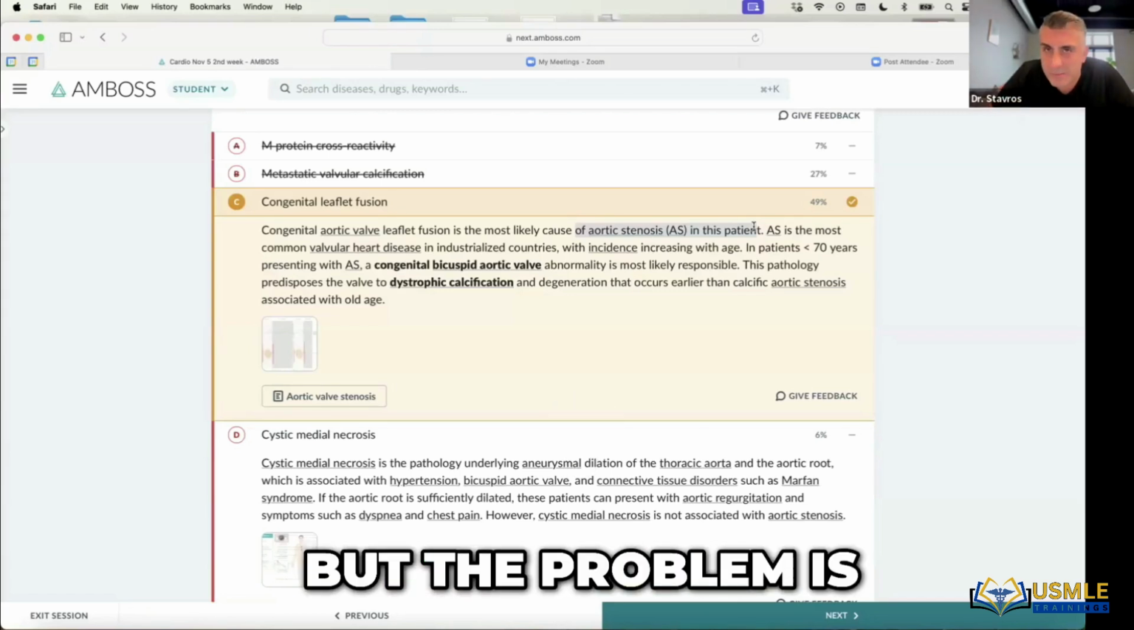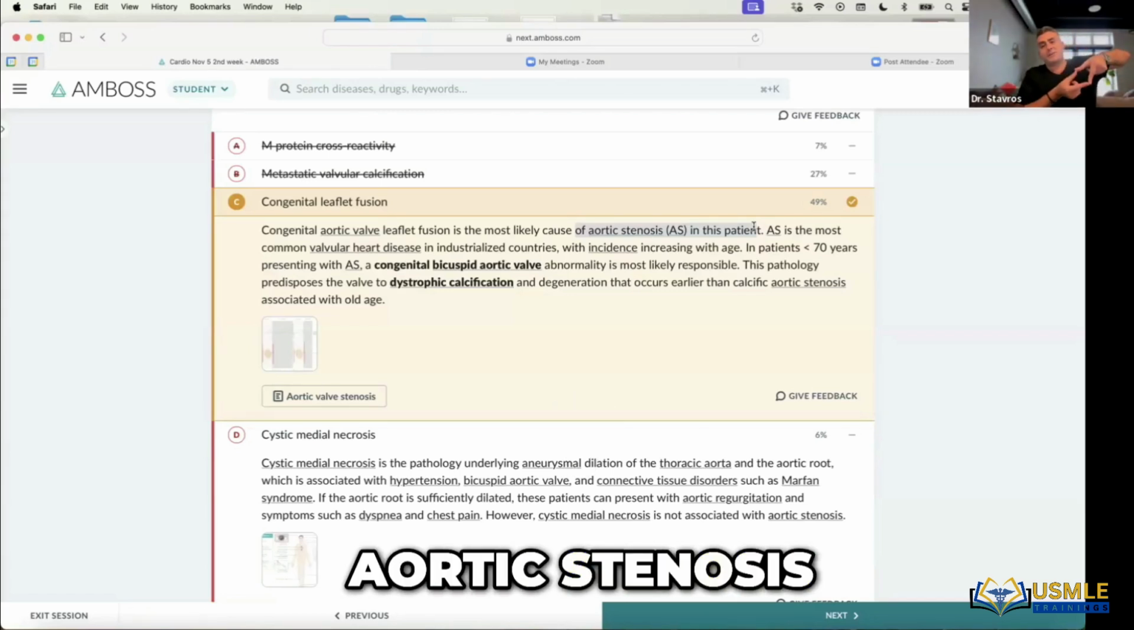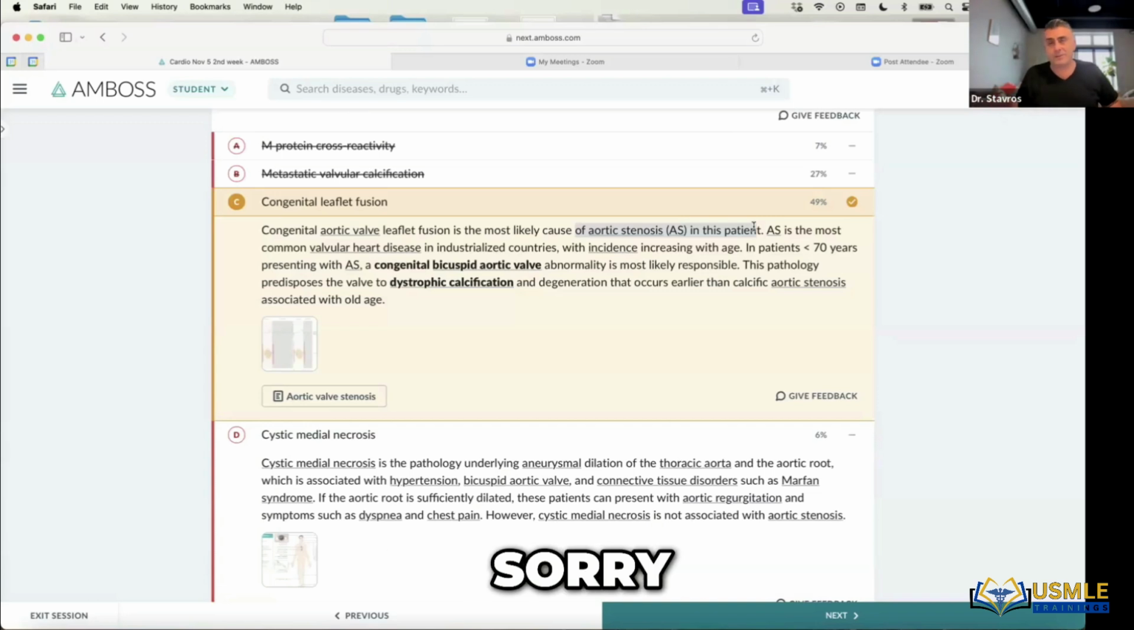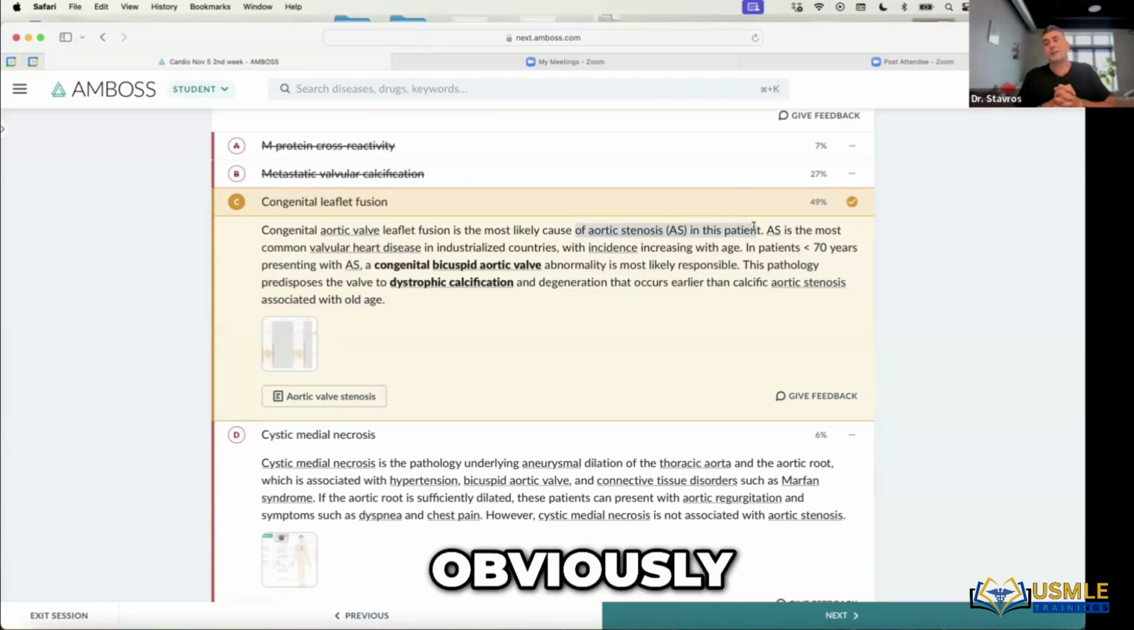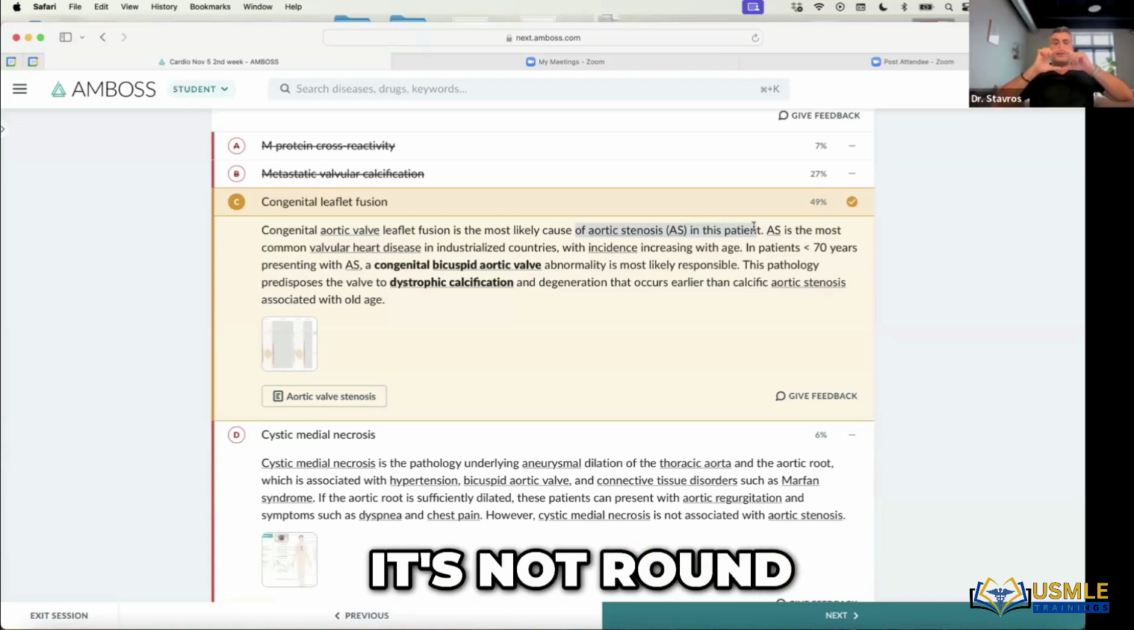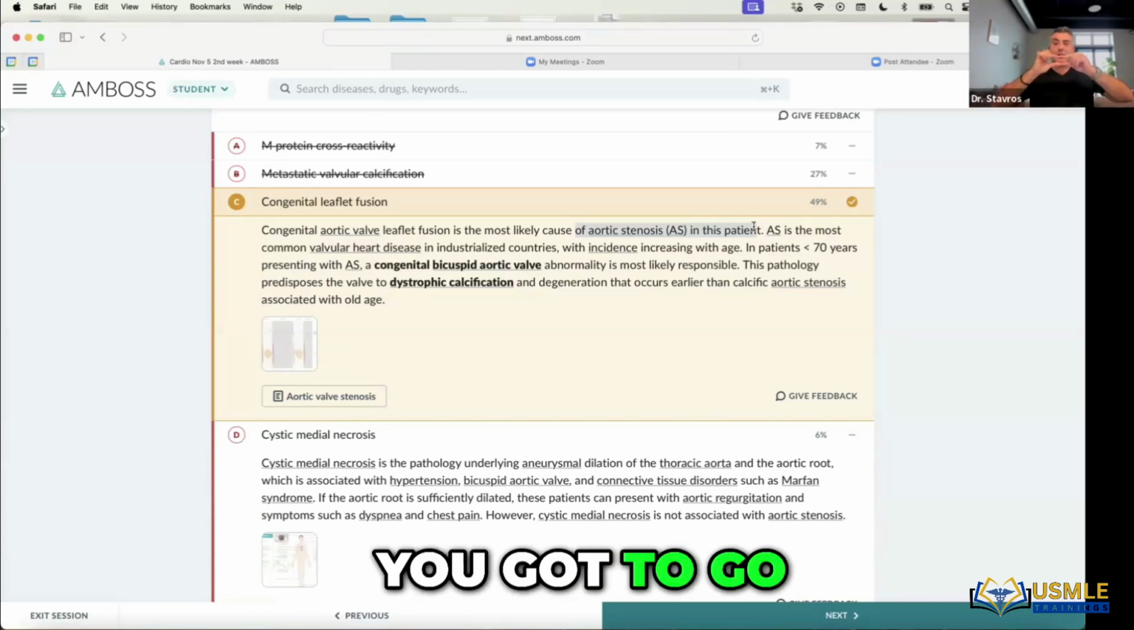Very scary. But the problem is, this is fish mouth aortic stenosis. I mean, she had a bicuspid valve, which we picked up on, and she was born with it, obviously. So it's a fish mouth. It's not round. So fortunately, with fish mouth, you've got to go in and replace the whole thing.